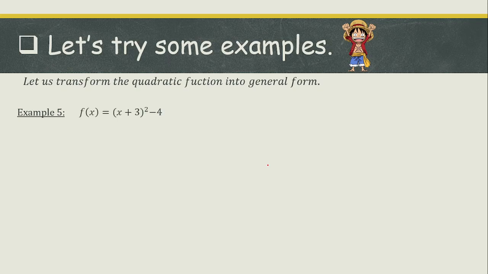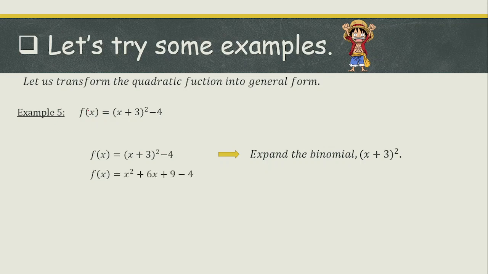So for example 5, we have here f of x is equals to x plus 3 squared minus 4. So x plus 3 squared minus 4. So the first thing we need to do is to expand the binomial. So asan dyan yung binomial? So the binomial is the x plus 3 squared. So expand natin siya.